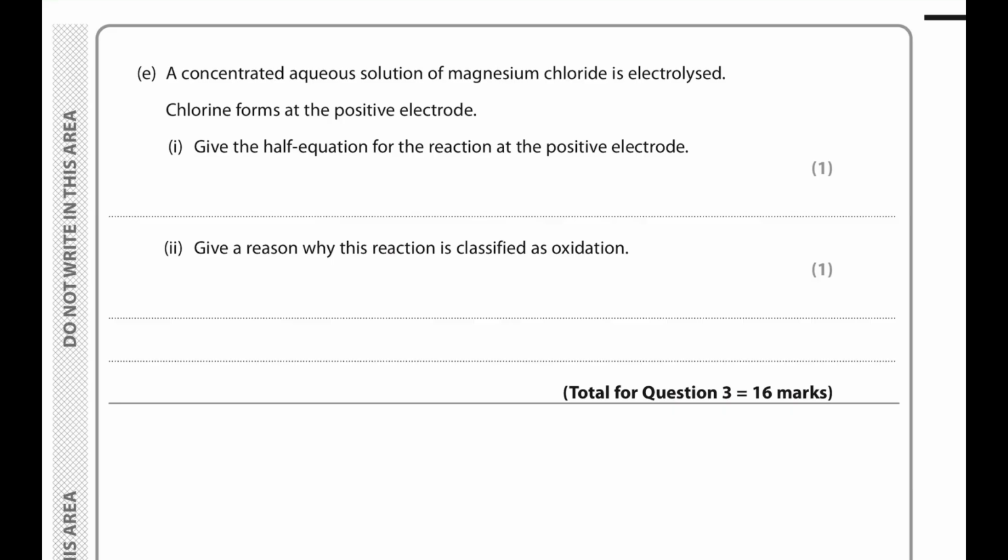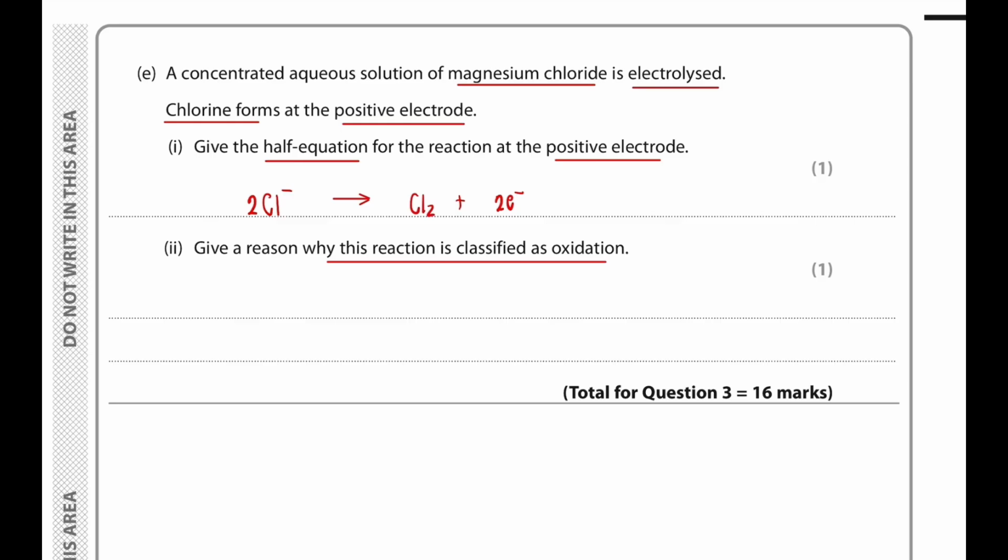Okay. Question E. A concentrated aqueous solution of magnesium chloride is electrolysed. Chlorine forms at the positive electrode. So give the half equation for the reaction at the positive electrode. So we have chloride ion, and it will lose electrons to form chlorine gas. So put 2 here. And then next one, give a reason why this reaction is classified as oxidation, because it loses electrons.